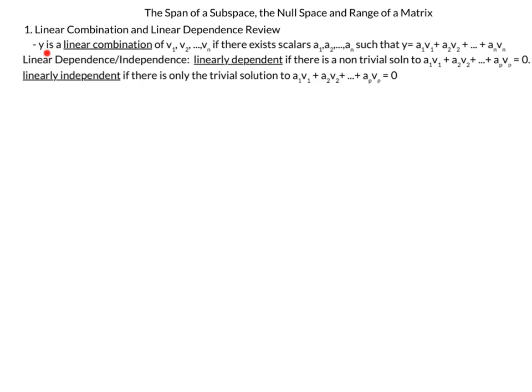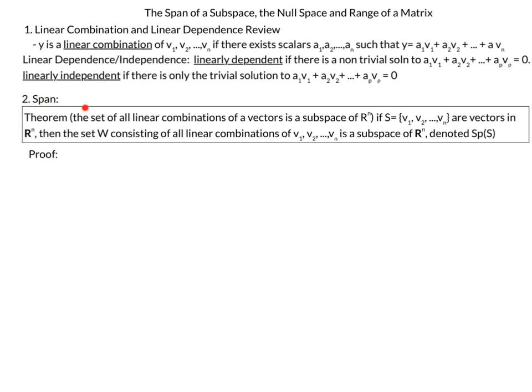The other review we need is linear dependence and independence. Vectors are considered linearly dependent if there is a non-trivial solution to the linear equation a1 v1 plus a2 v2 plus up to ap vp equals 0. So there's a non-trivial solution to the linear combination equals 0. It's linearly independent if there's only the trivial solution to this homogeneous equation.